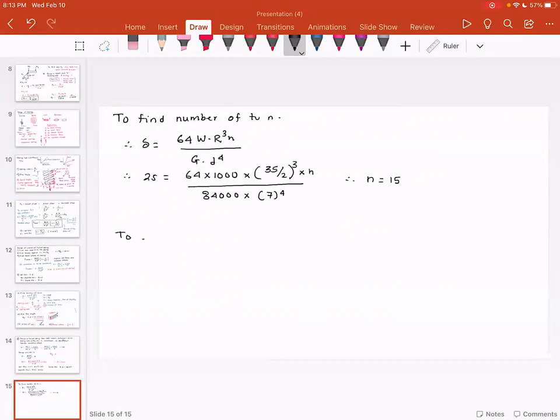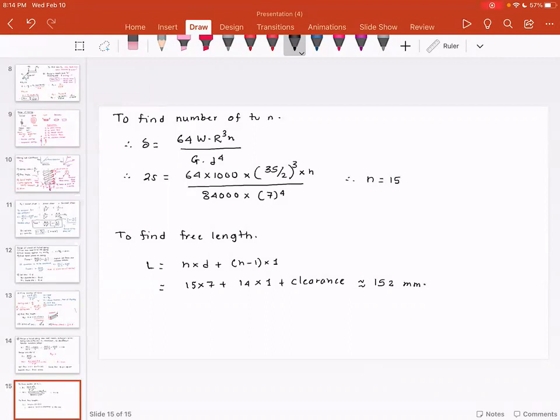Then to find the free length, L is equal to n times d plus n minus 1 multiplied by, depending upon the clearance that we have, say 15 times 7 plus 14 times 1 plus clearance, which is 152 millimeter.